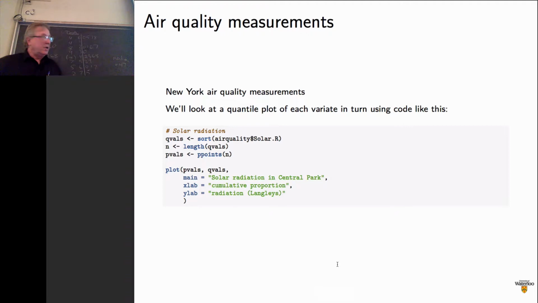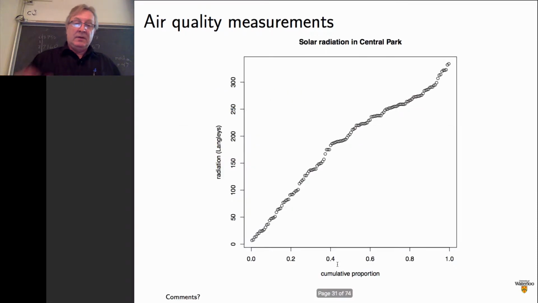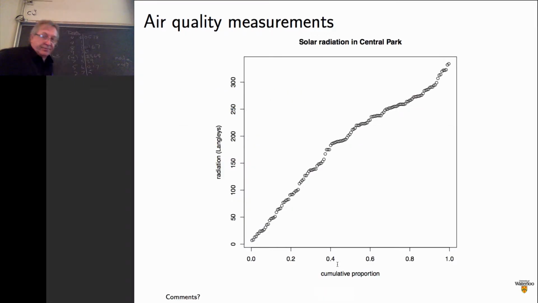And we're just going to do a plot like we did for the others. I'm going to do this for each one of the variates. Okay? So if I look at solar radiation, now what I have is a cumulative proportion. What would you conclude about this? What do you see here?